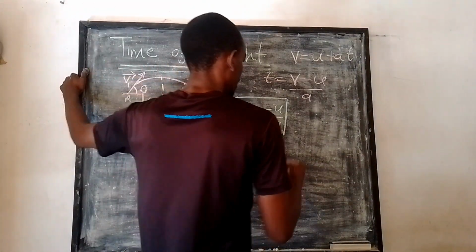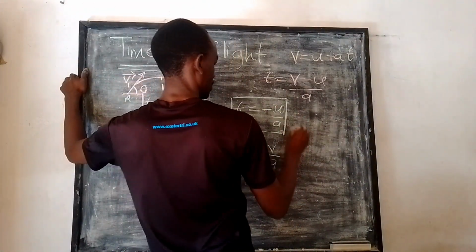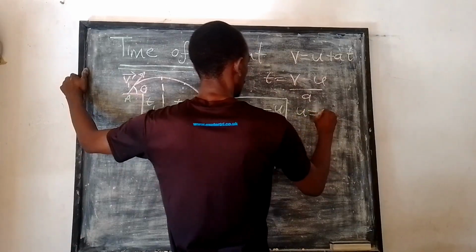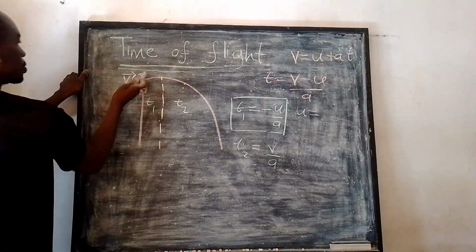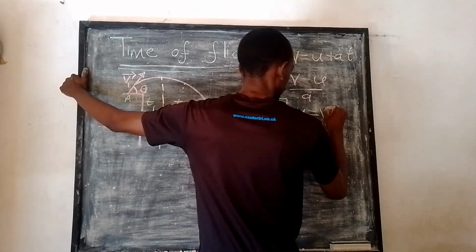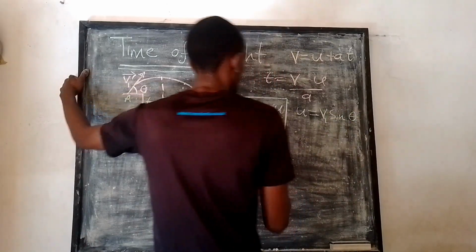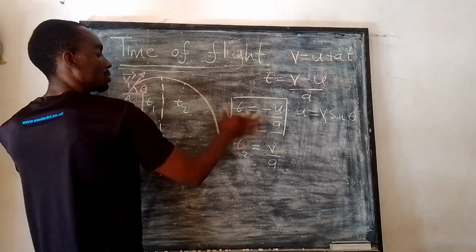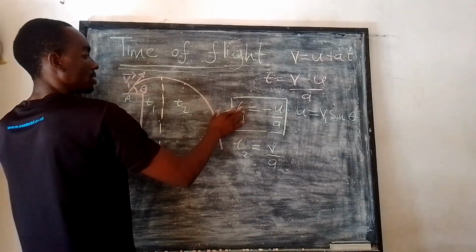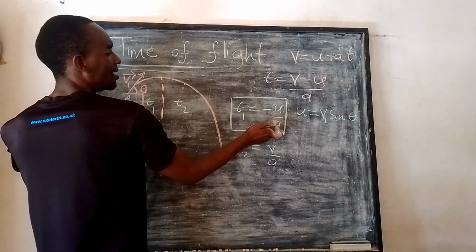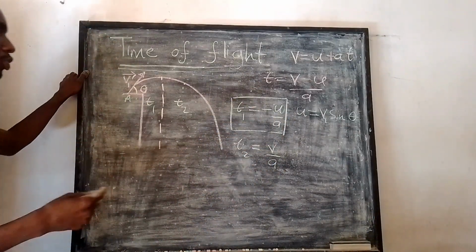Now, in this case, this u would be what? U would be V1 sine theta. If you want to compute the time associated with the first portion of the motion, then A would simply be the acceleration due to gravity.